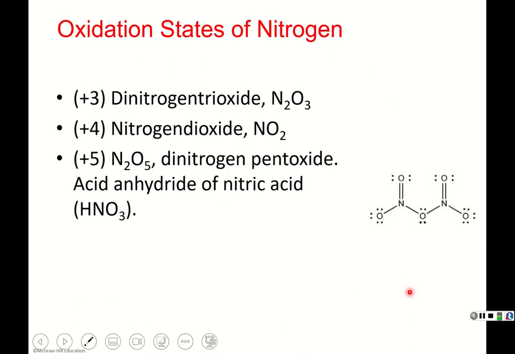Okay, here are examples of the +3, +4, and +5 oxidation states in nitrogen, and they're all nitrogen oxide compounds. Nothing really to say about any of these, though.